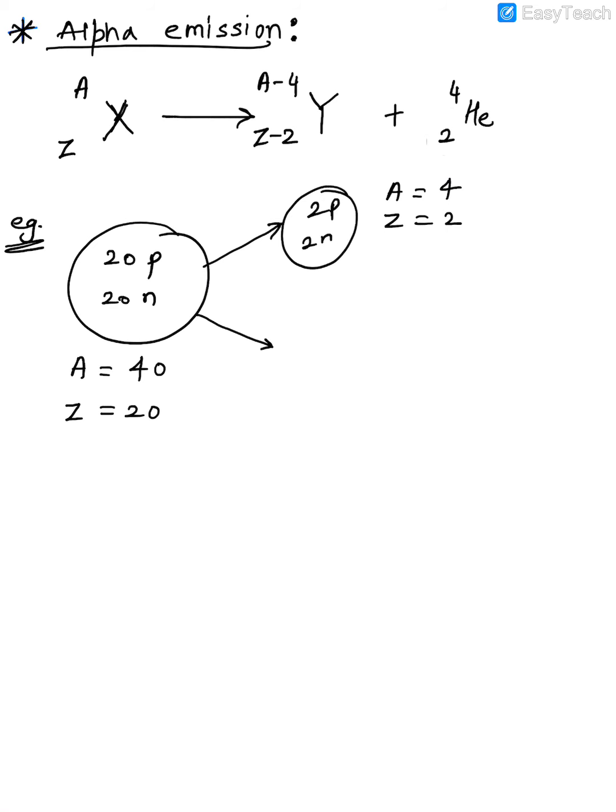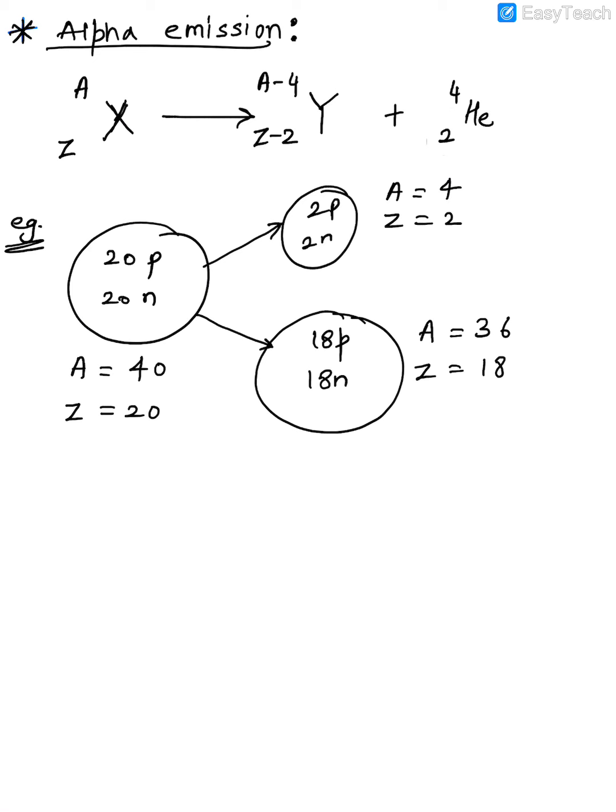And here it is giving out. Okay, how many are left here now? 18 protons are left and 18 neutrons are left. So what is your atomic mass over here now? 36. What is your atomic number now? 18. Now guys, you can cross check.